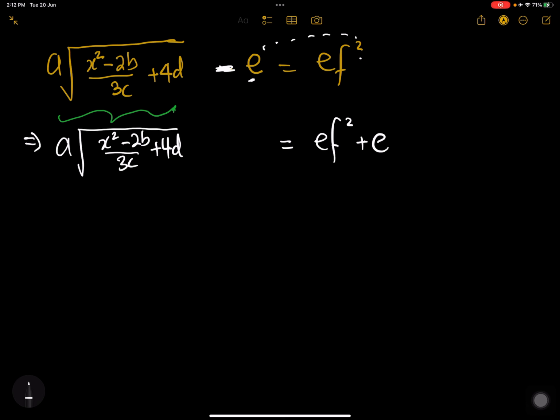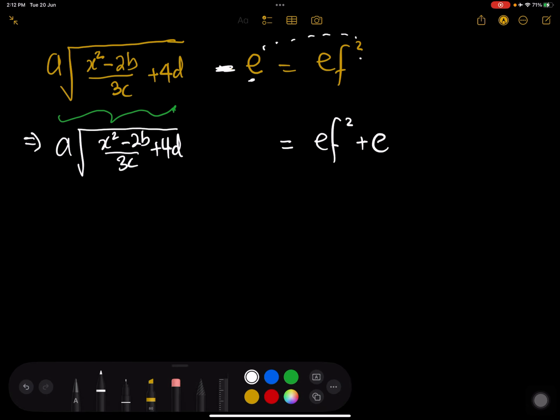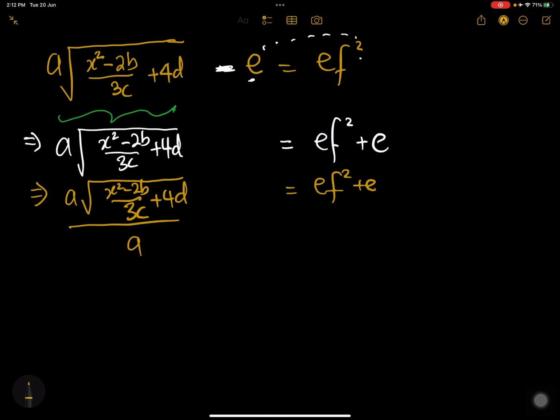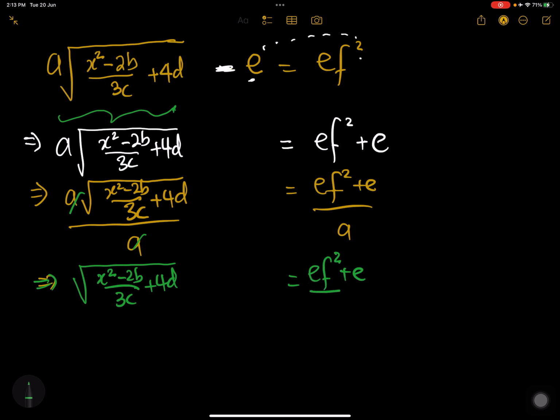Now that we have our x over here, we can see that our x is attached to an a. So let's divide both sides by the a. So we're going to get the square root of (x squared minus 2b) divided by (3c plus 4d), which is equal to ef squared plus e. We're going to divide each side by a. We divide here also by a. And in doing so, we end up eliminating this a. And then we have only the square root of (x squared minus 2b) divided by (3c plus 4d). And then on the right-hand side, we have (ef squared plus e) divided by a.